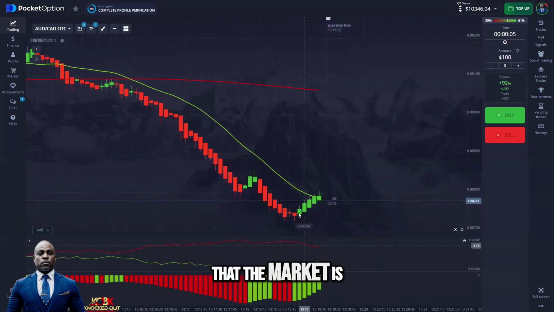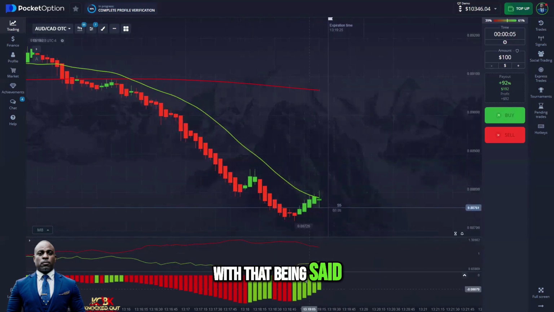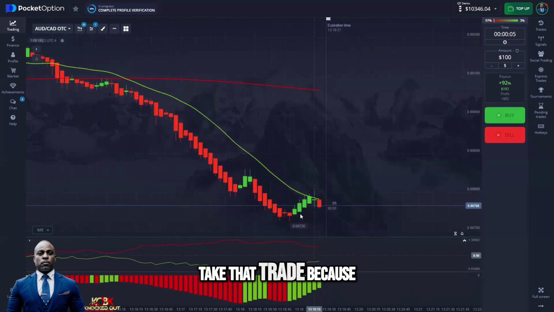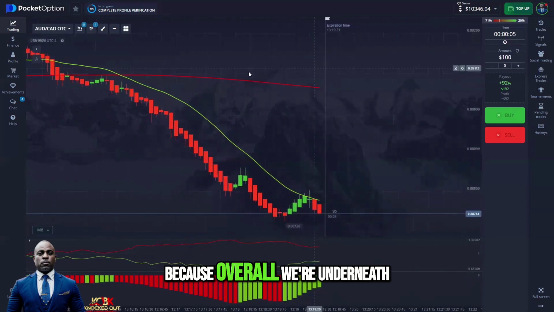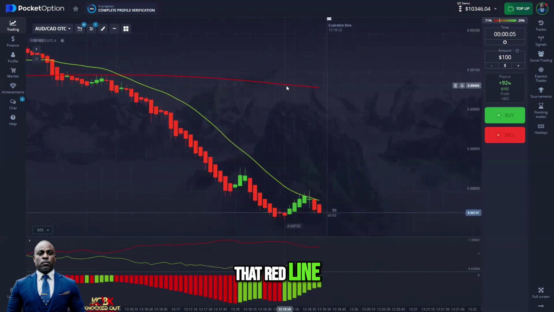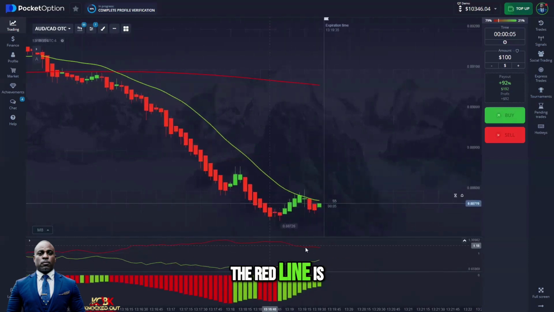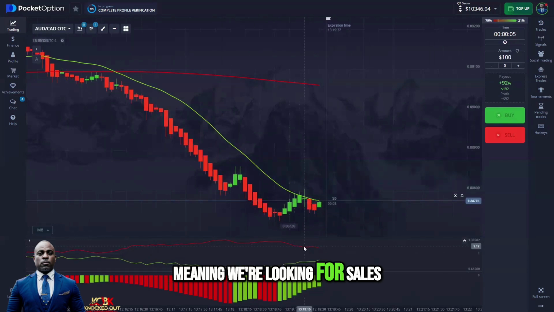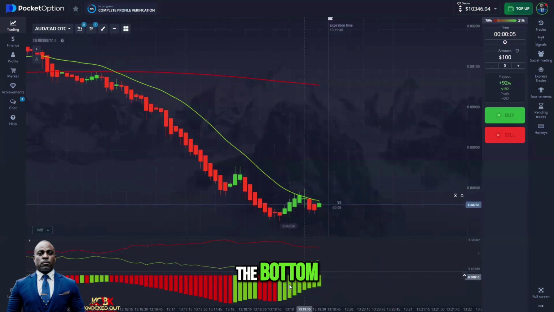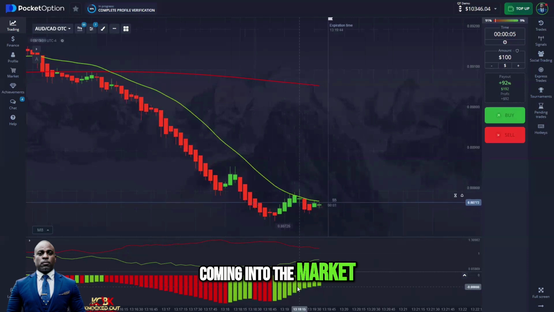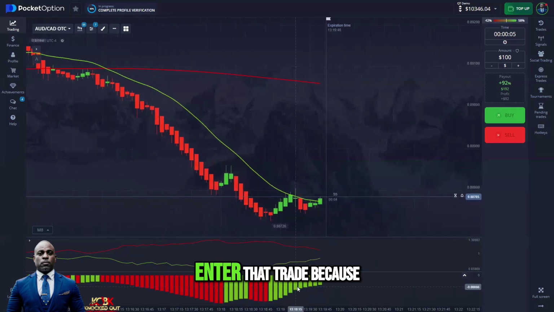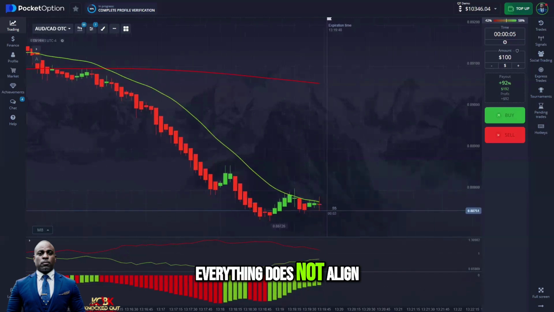Now you can see that the market is starting to go up. With that being said, I'm not going to take that trade because we have green candles. I'm not going to buy because overall we're underneath that red line. We're looking for sales. The red line is on top here, meaning we're looking for sales. Then down here at the bottom, we have green candles, which is telling me that the buyers are coming into the market. So we will not enter that trade because everything does not align.